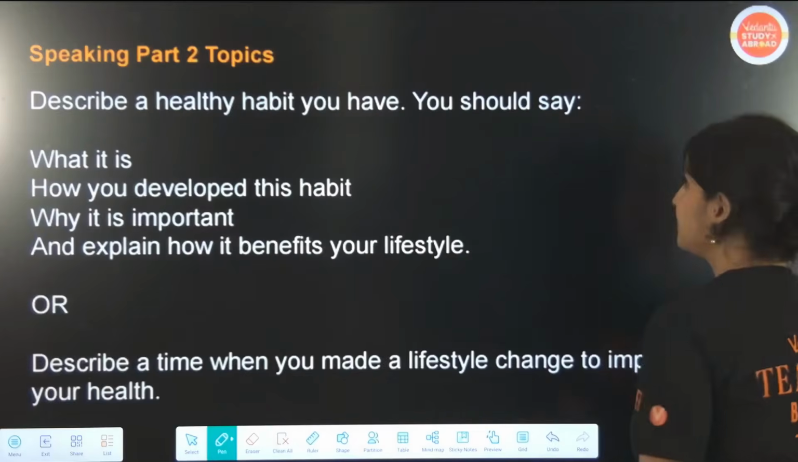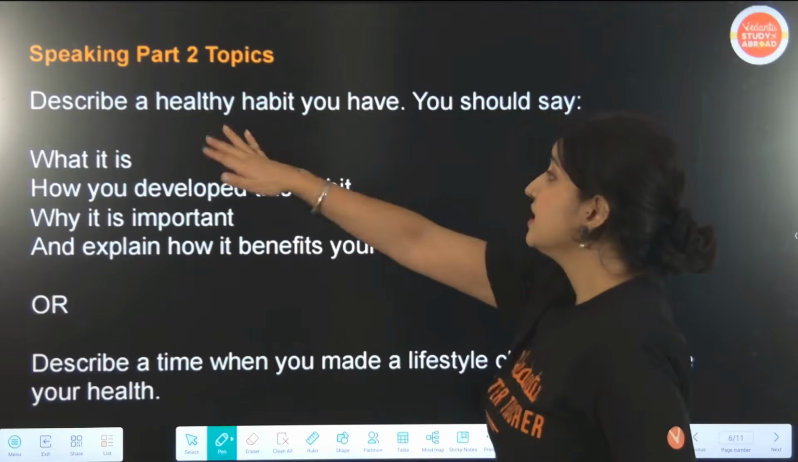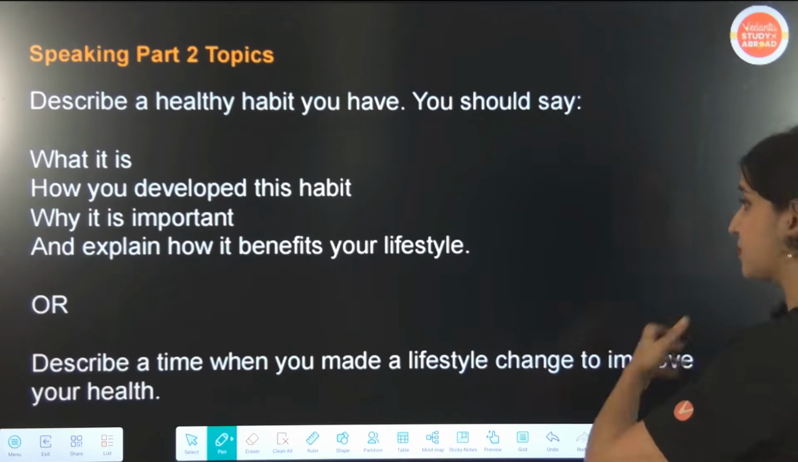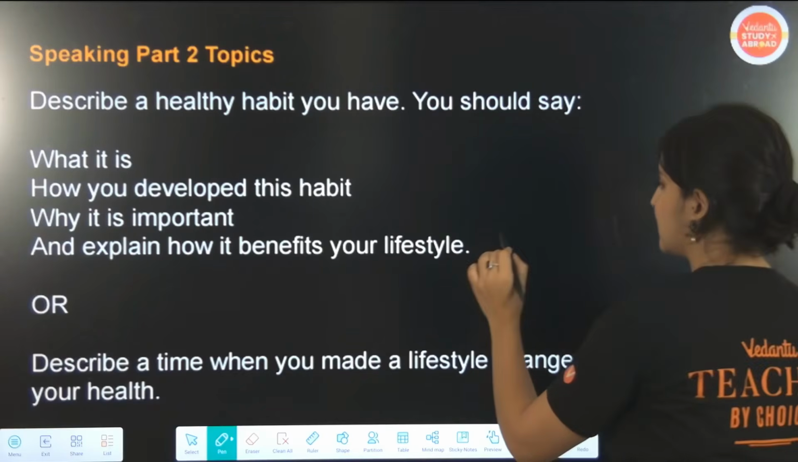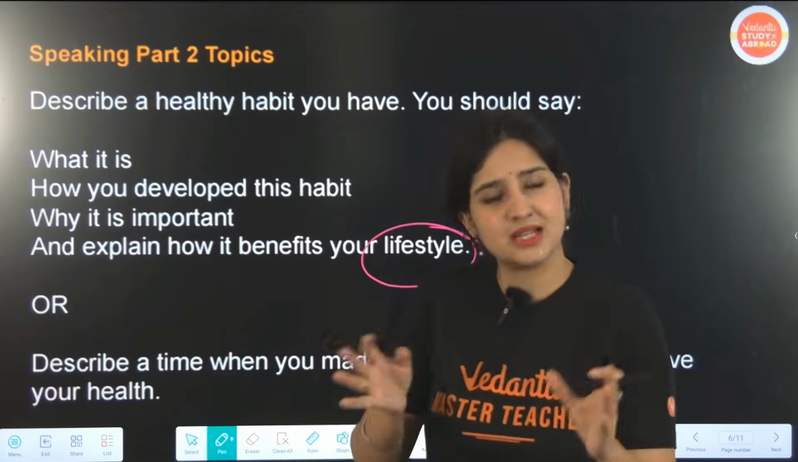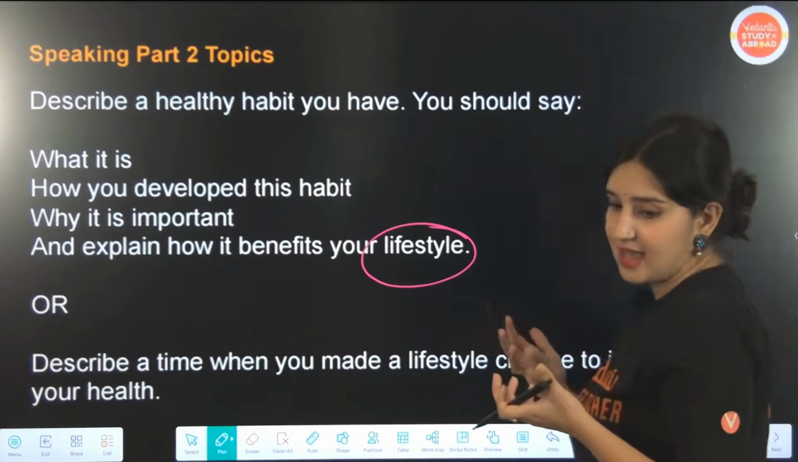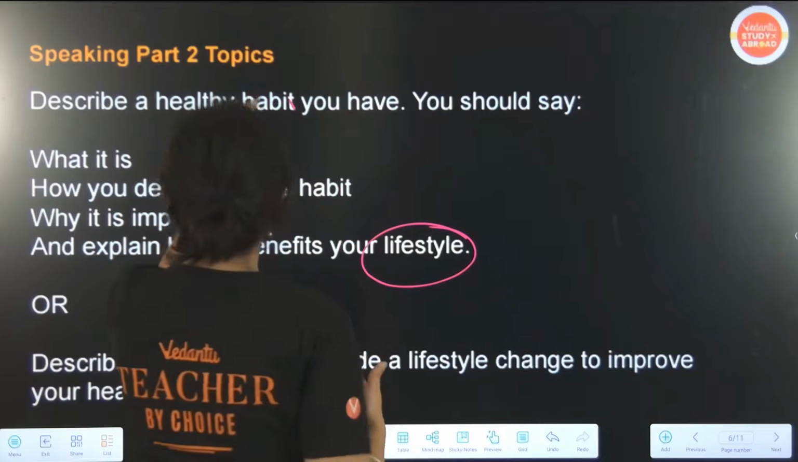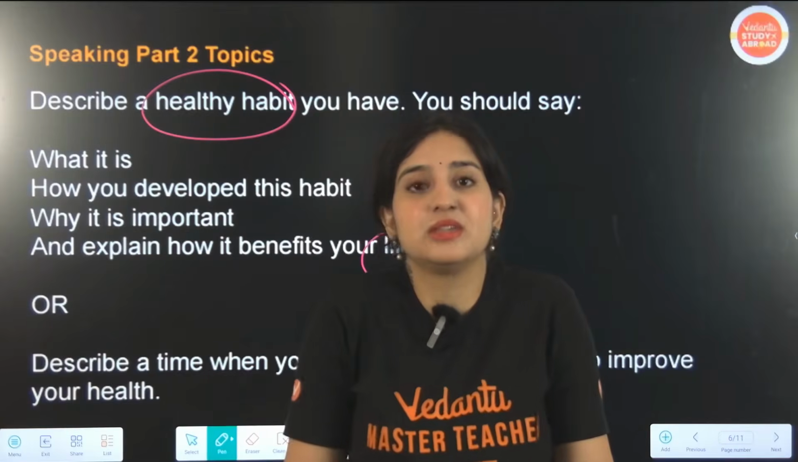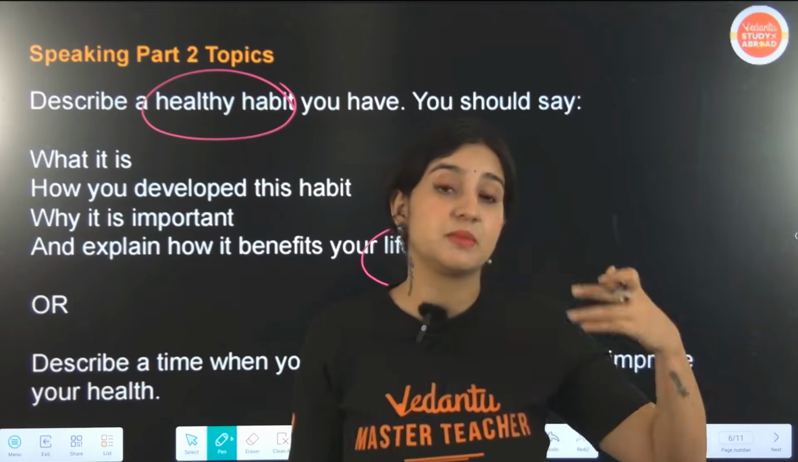Okay? Next, for speaking part 2, the cue card or the long turn, what can you expect? Describe a healthy habit you have. You should say what it is, how you developed this habit, why it is important, and explain how it benefits your lifestyle. So here, clearly, this question itself specifies how it benefits your lifestyle. That's why it's under the health and lifestyle subtopic. Healthy habit. Now here, you should broaden your horizon a little bit when you're thinking about health. Don't just think about diet and exercise. You can also think about mental health.